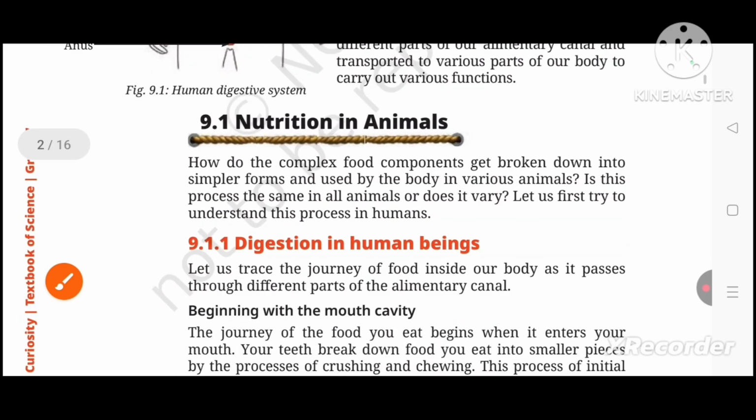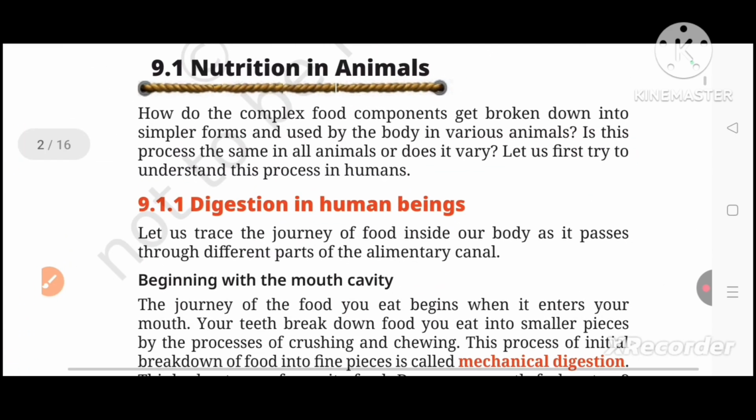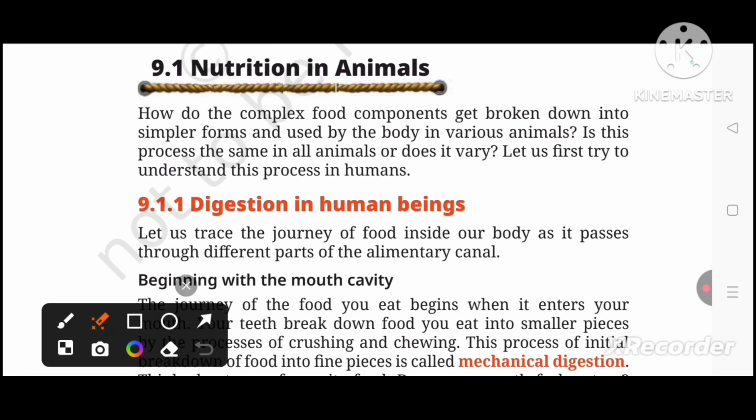And what nutrition does the animal get from these complex food components? You have to focus on how the complex food components get converted into simpler forms, which get broken down and are used by the body in various animals.